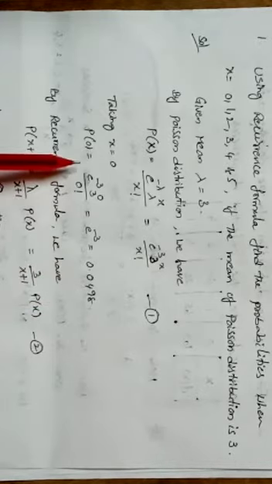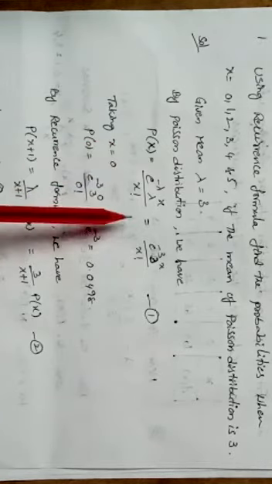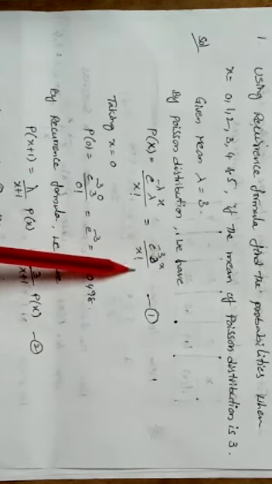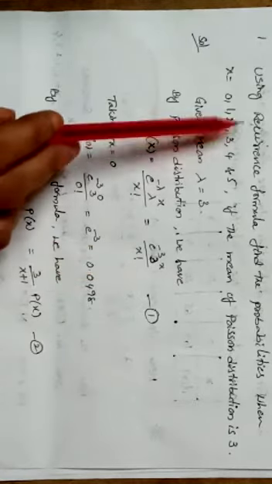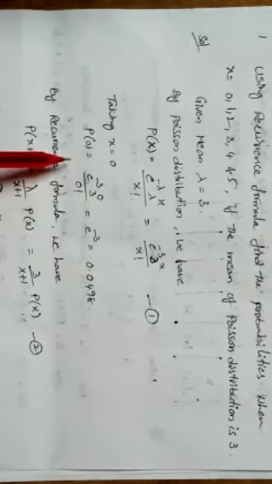Actually, if we want to find P of 1, P of 2, P of 3, we can directly substitute the x values 0, 1, 2, 3 in this formula. Then also you get the values of probability of x. But in this case, it is given as the recurrence formula. So this is very easy to find the probability of given x values.